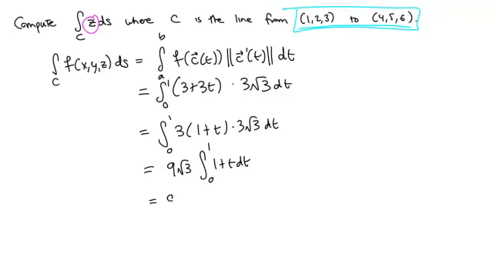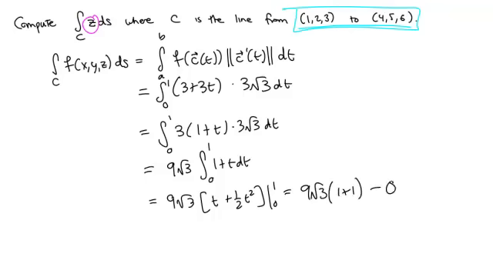If we integrate, we have t plus 1/2 t squared, evaluated from 0 to 1. Plugging in 1, we get 1 plus 1/2. Plugging in 0, we get 0. And so this gives us a grand total of 9 root 3 times 3/2, or 27 root 3 over 2. And so there's our three-dimensional line integral.